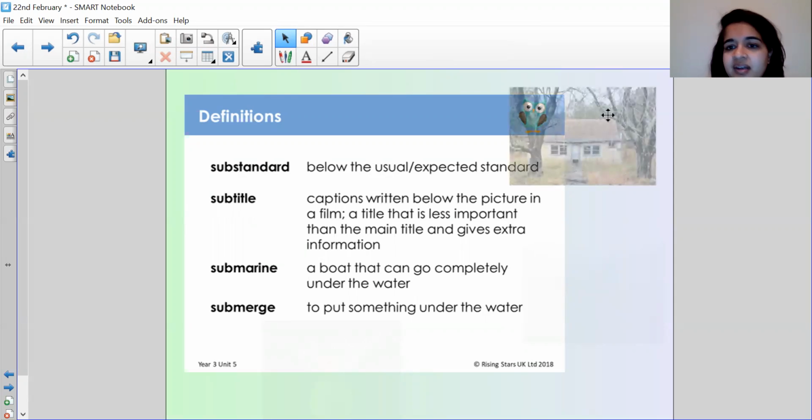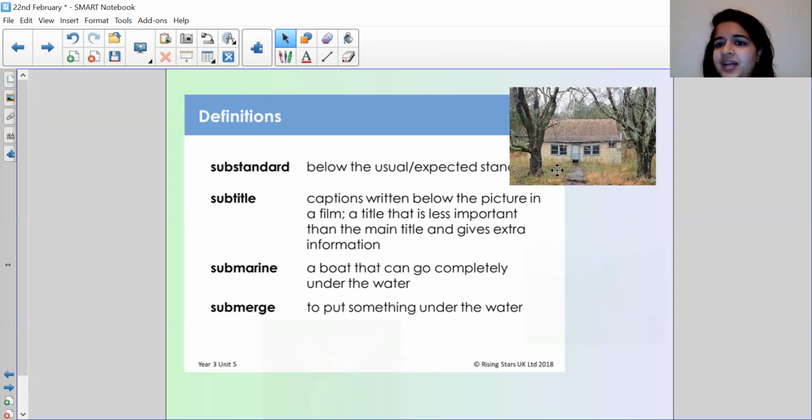The best thing I could think of is if you look at this house, this is a substandard house. It's not your normal house. It's not a house that you would see as you walk down the road. It's a little bit substandard. It's below standard. Most people probably would not want to live there because it looks a little bit run down. It does not look safe to live in. So that is something that is substandard, below the usual standard.